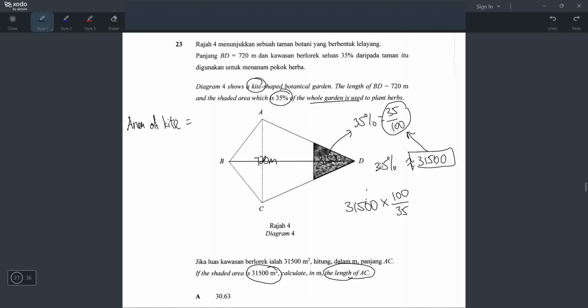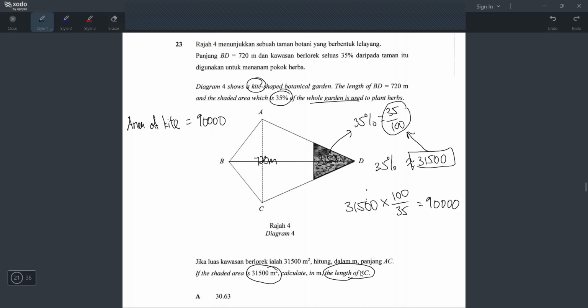So when you take this one divide 35, you are calculating 1% how much. And after you calculate 1%, you times with 100. Yeah, then you know what is the total area, 100%, already. Okay, that is why I divide 35 times 100. So let's press 31500 divide 35 times 100. So I get 90,000. So 90,000 is the area of the whole garden, 100%. So I'll write here and I'll write here also.